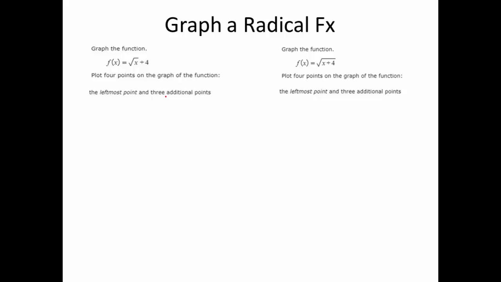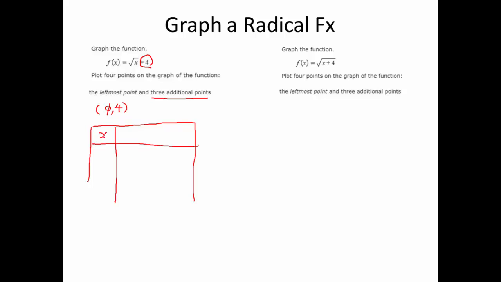Now that you know how to find the leftmost point, let's finish the whole problem. For this one, plus 4 is outside the function, so it means it translates up by 4 units. So you know the leftmost point is 0, 4. But we still need 3 additional points. We need to use the table values to find 3 more additional points. So x right here, and the function is square root of x plus 4, and based on the function, we can find y. For the leftmost point, which is 0, when we put down square root of 0 is 0, plus 4. That's why you get y is 4 right here.